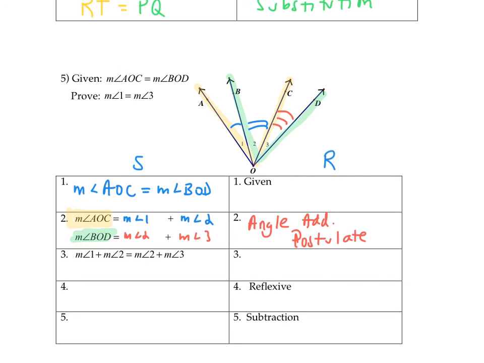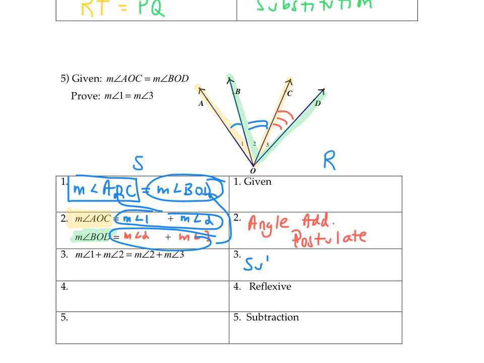Okay, in the next step, I replaced the measure of angle AOC in line 1 with this sum. And then I replaced the measure of angle BOD with this sum, the measure of angle 2 plus the measure of angle 3. So I came up with a new equation. Instead of using their big names, I set the sums of the two angles that make up the big angles equal to each other. So that's using substitution.